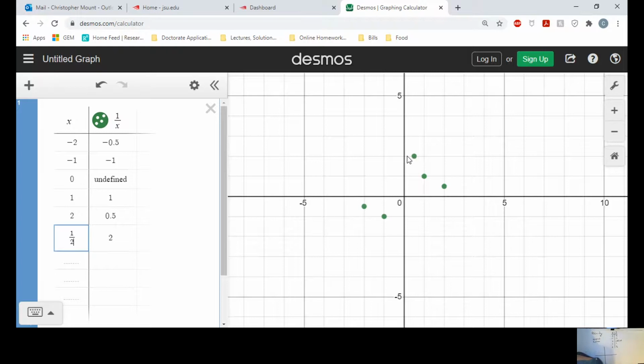Okay, cool. So what if I go even closer? What if I go between those two, 0 and 1/2? What's in between those two? About 1/4.